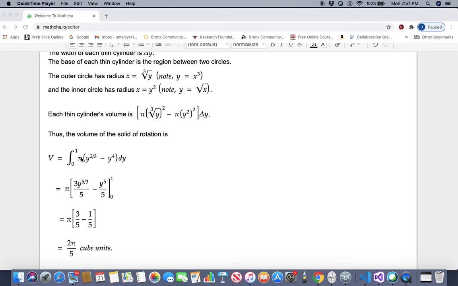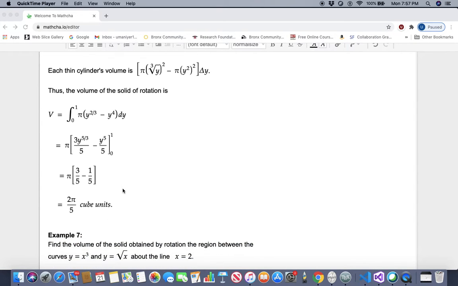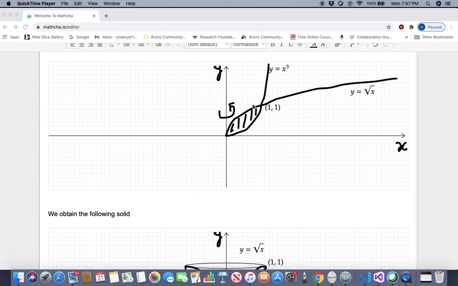At this point, pi is a common factor, it's outside. The integral of this is y to the 5/3 over 5/3 minus y to the 5th over 5. Limits of integration are 0 to 1. So all I need to do is substitute y equals 1: 3/5 minus 1/5, that is 2 pi over 5 cubic units. So this was the case where you took this region and rotated it about the y-axis.